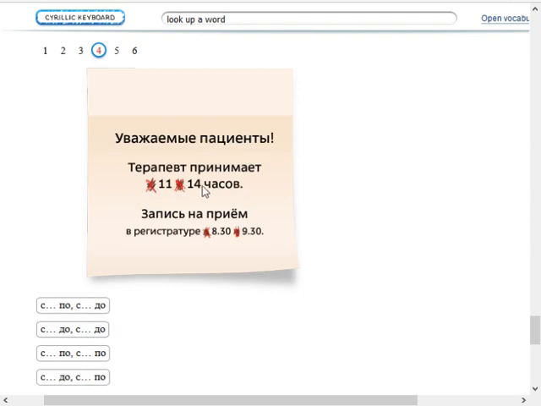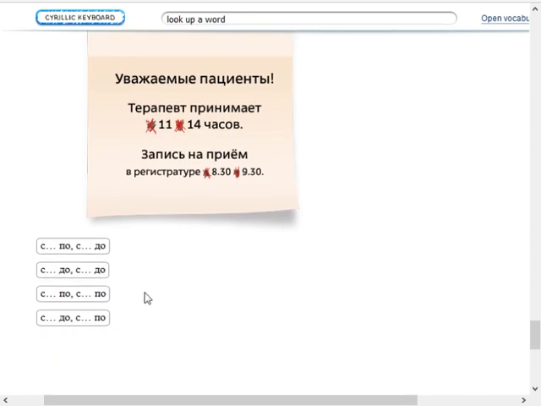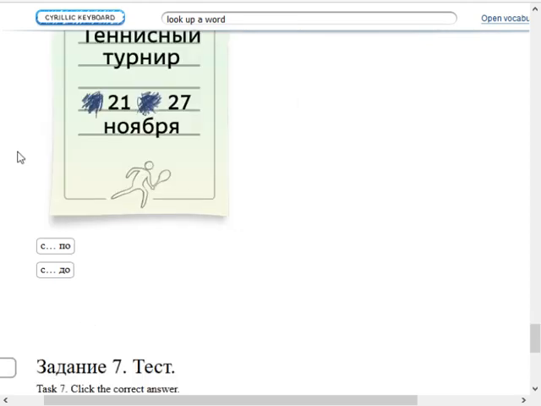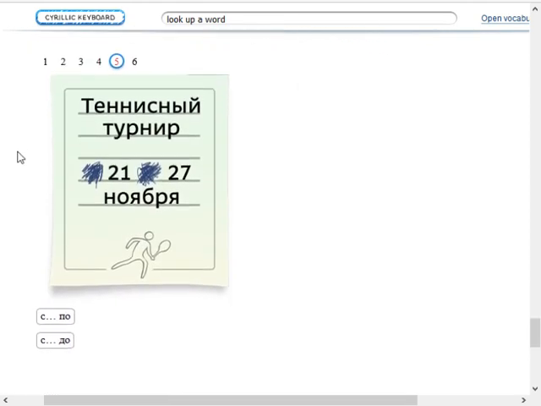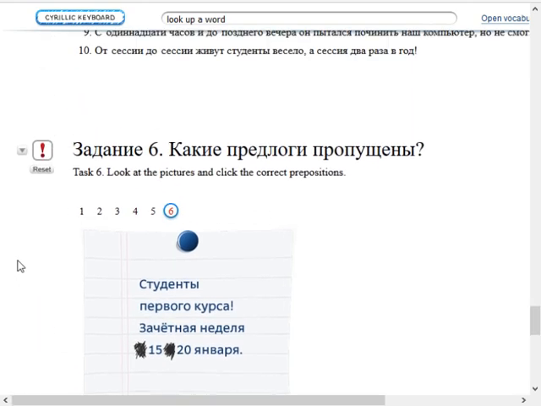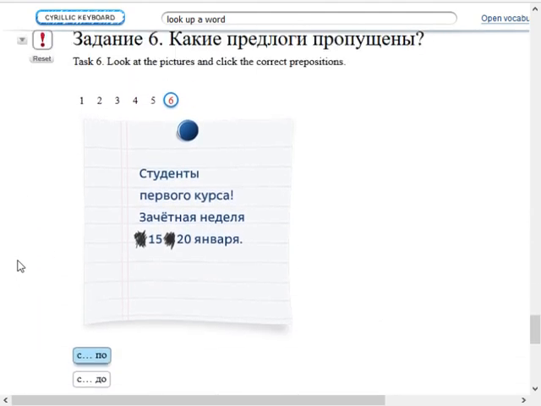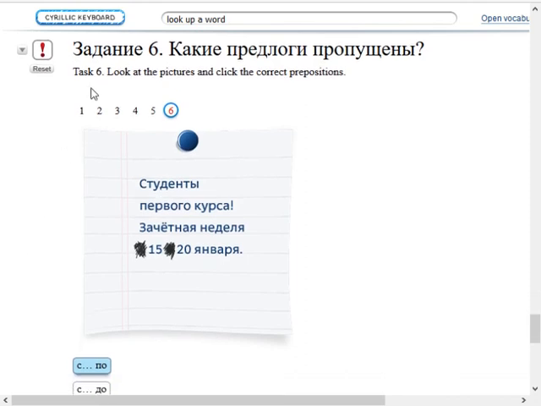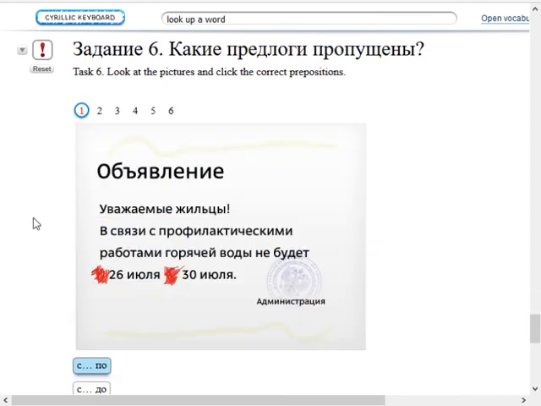The first one here is часов, it's hours, so like 11 o'clock till 14 o'clock, but these are dates. So the first one is с/до, and the second one is с/по. And tennis tournament from the 21st to 27th of November, so that's obviously с/по. And then finally, 15th to 20th of January, that is also с/по. There we go. Oh, but it did not like one of my answers. I appear to have made a mistake somewhere. How could things have gone so wrong? I was pretty sure that it seemed pretty straightforward there.